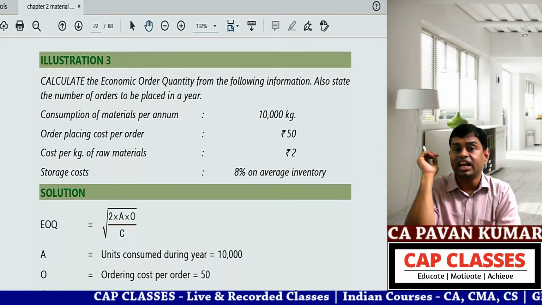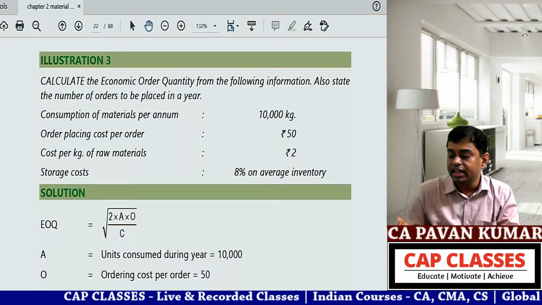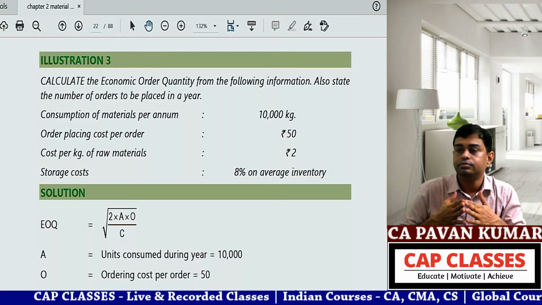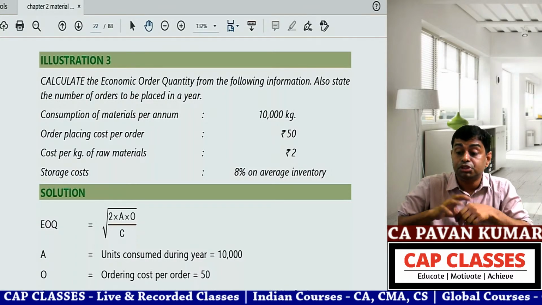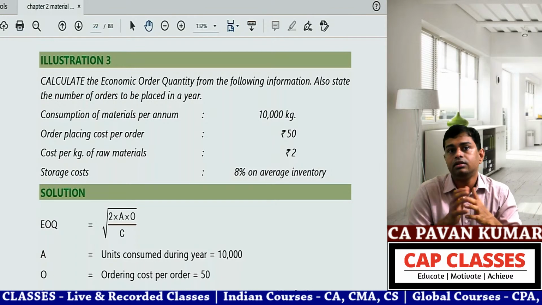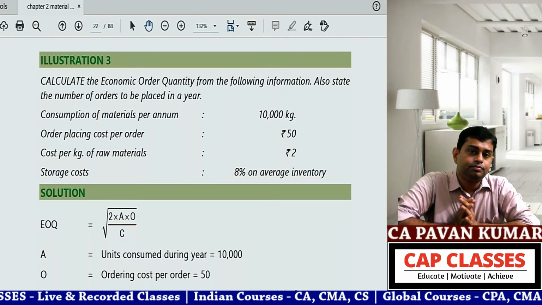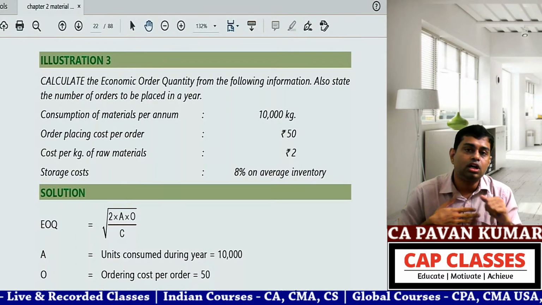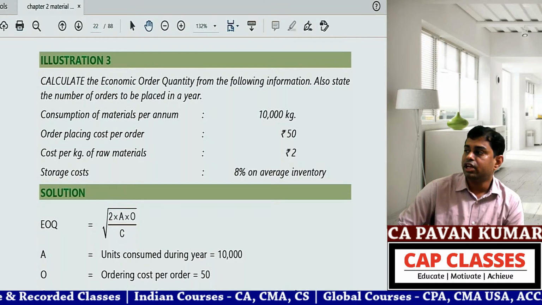And write down one theory question: assumptions underlying EOQ. This is your homework. What are the assumptions underlying EOQ theory? Very important theory question. What are the assumptions of EOQ?